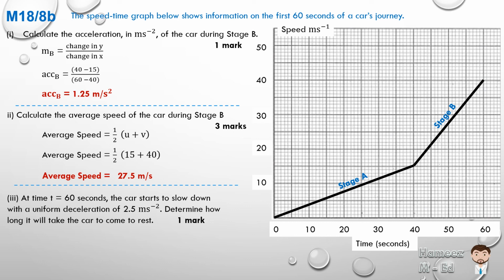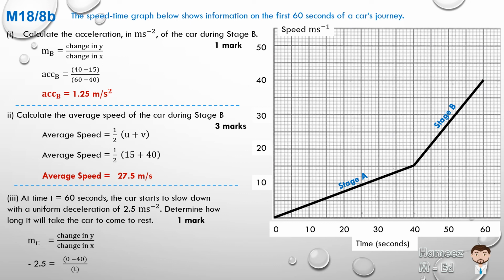So if we consider the gradient at stage C, which is not on the diagram, that will be the change in y over the change in x. It will be a straight line because it has a constant or uniform deceleration. If we substitute, the gradient or deceleration is minus 2.5. The change in y, it's starting at 40 meters per second and ending at rest at 0. So the change in y will be 0 minus 40 over the time taken, which we don't know, and that's what we want to calculate.